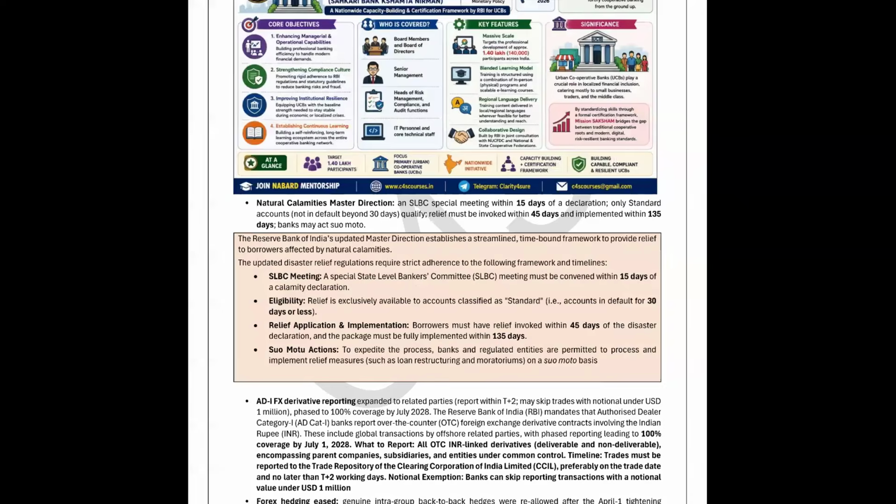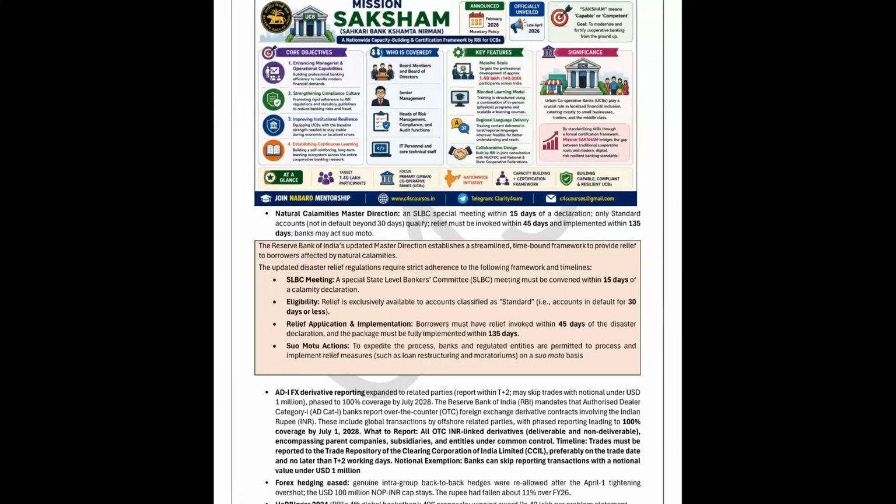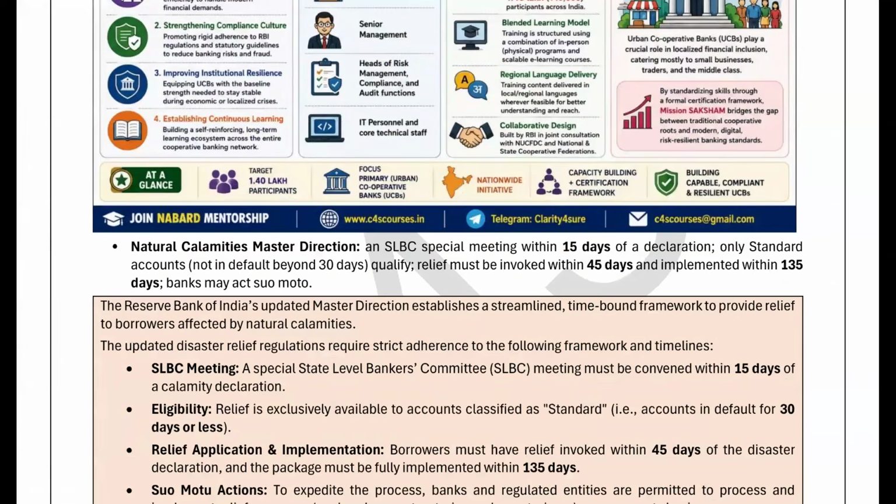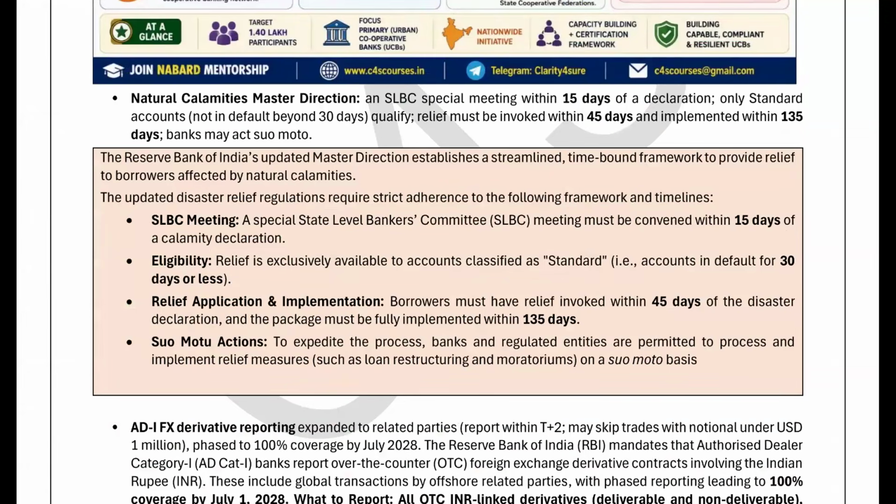Yes, so this is given about Mission SAKSHAM. Read this mind map about Mission SAKSHAM. Now natural calamities: master direction and SLBC, the State Level Bankers' Committee. A special meeting within 15 days of declaration; standard accounts not in default beyond 30 days qualify; relief must be invoked within 45 days and implemented within 135 days. Write down all this data.